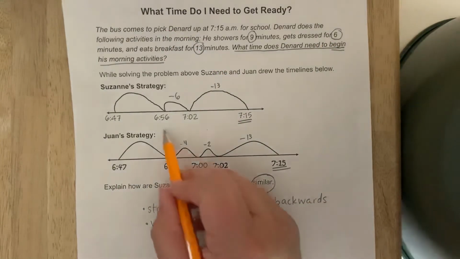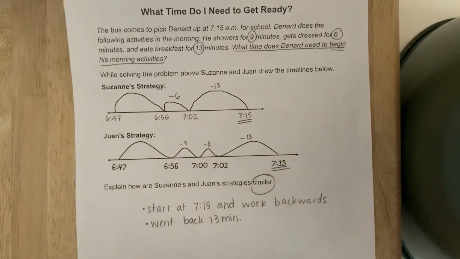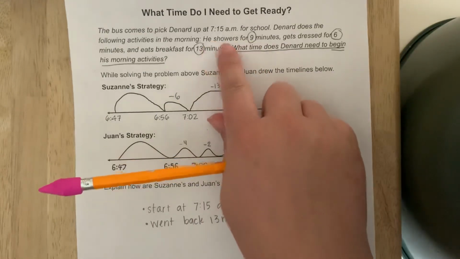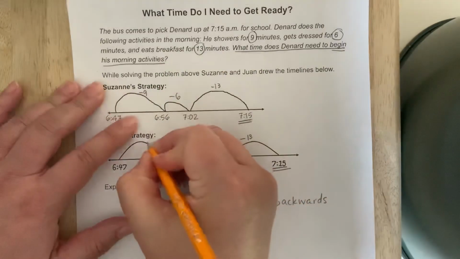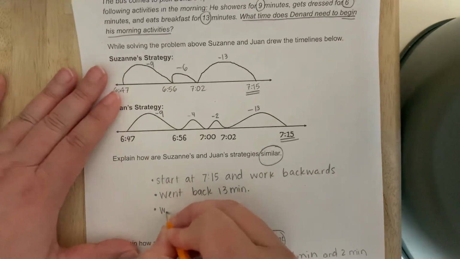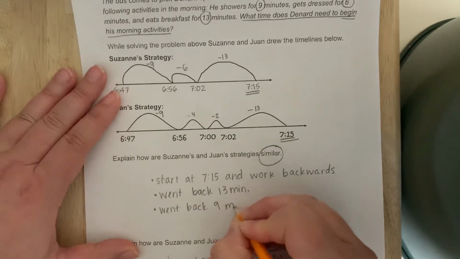Now I'm looking and both number lines go from 6:56 backwards to 6:47, and that is a total of 9 minutes. That's taking up how much he should shower. So here is minus 9 and minus 9, and I can add that here. They both went back 9 minutes.